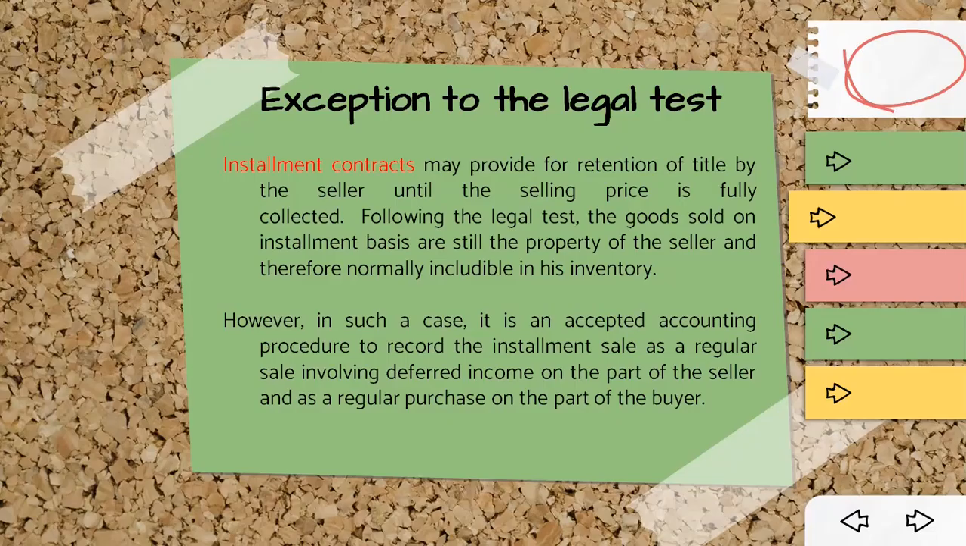So this is a clear example of substance over form. In form, the item may not yet be owned by the buyer, because it's still not fully paid, but in substance, the item already belongs to the buyer. So it should be excluded from the seller's inventory and included in the buyer's. That's the exception to the legal test.